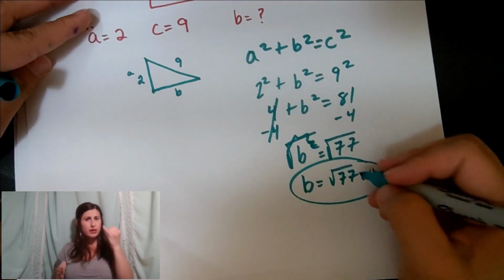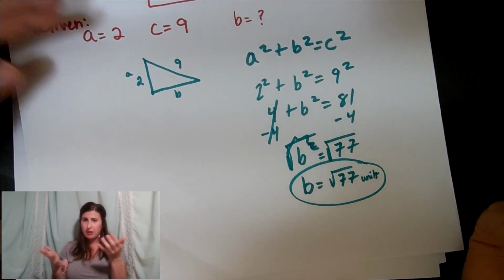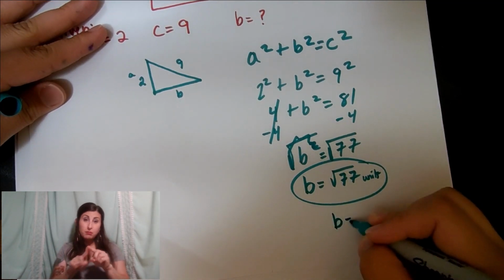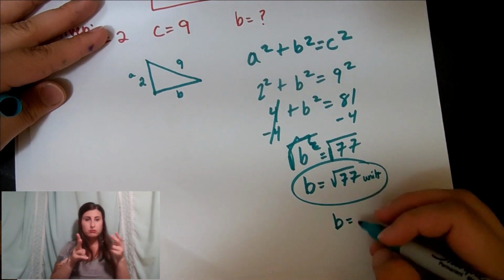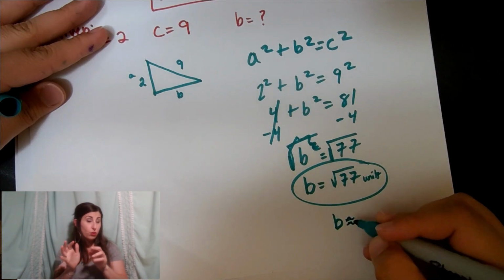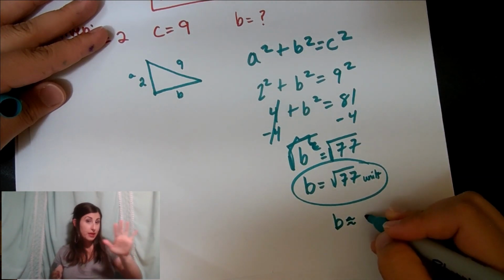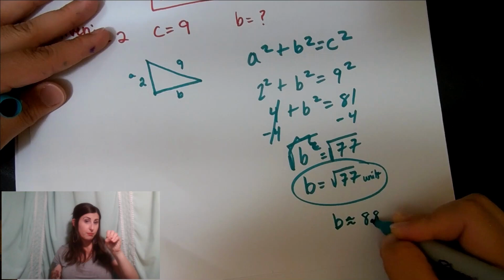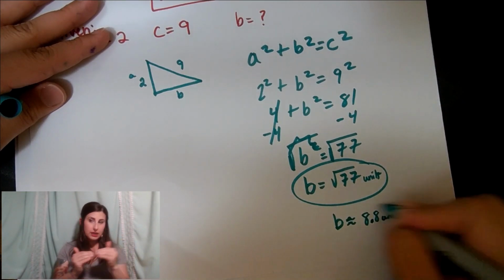Well, what if by just looking at that you have no meaning towards that? So if you wanted, you could plug it into the calculator, and the square root of 77 is approximately, remember that's a symbol for approximately, 8.8. So 8.8 units. Okay.